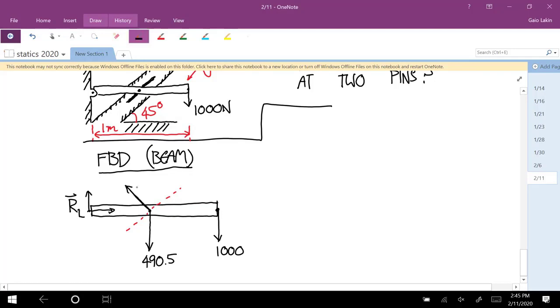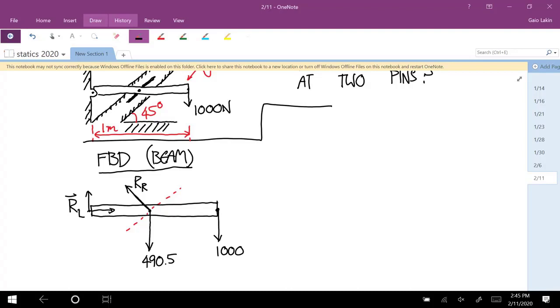And I'll call that RR. That's a scalar because we know the direction. And now we have to think about rotation. If everything else was removed from this problem, would this beam be able to rotate around that pin? Yeah, I mean, that pin can spin inside that slot. So there's no couple applied.